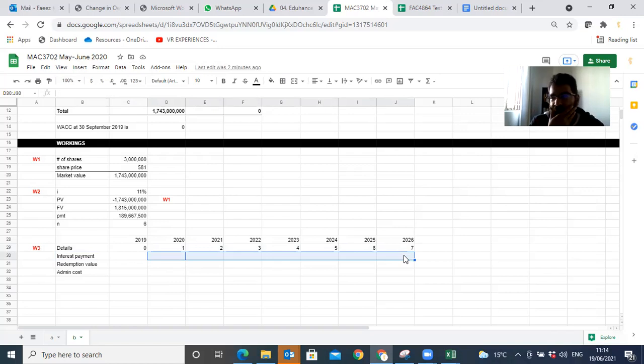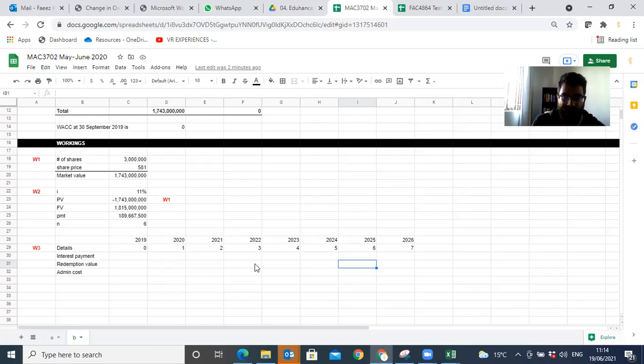But now we have a lump sum. There are 2 lump sums, the redemption value as well as the admin. The redemption value is happening at the end of the period, but where does the admin cost happen? The admin cost is not happening at the end of the period. The admin cost is happening in 2025, a year before the end of the term. So because of that, we can't use the five buttons on the financial calculator. We have to use the cash flow table.